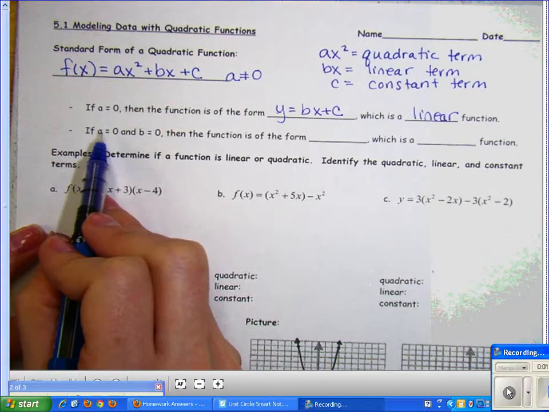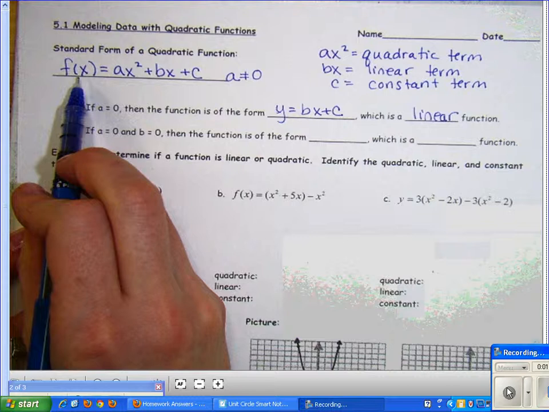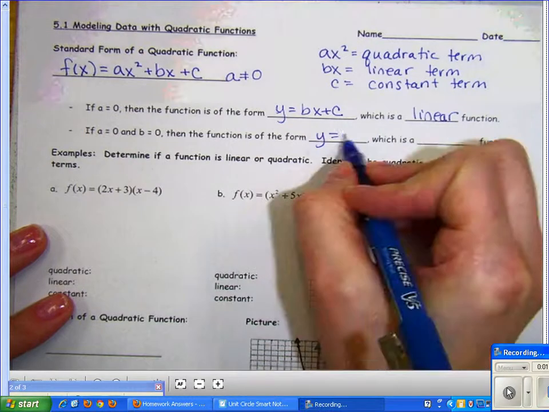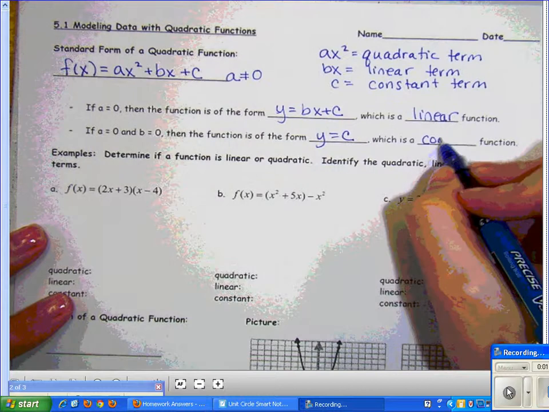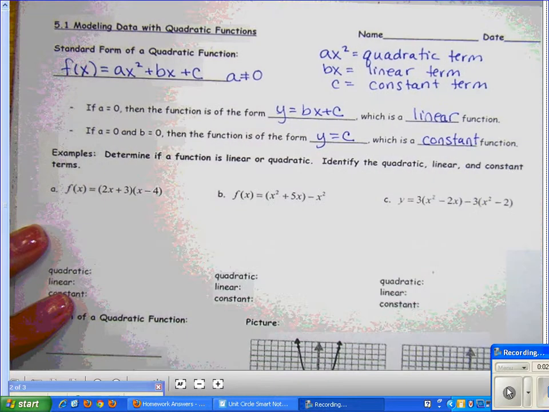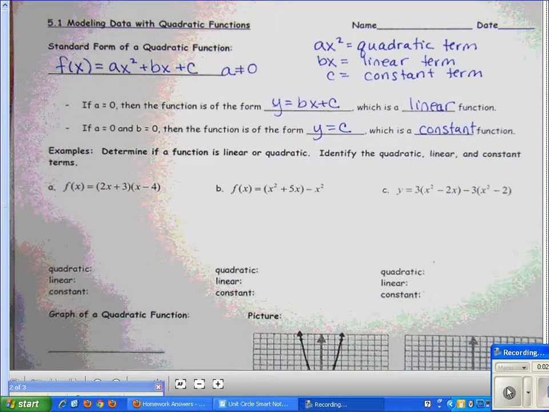And if a was 0 and b was 0, so 0 here and 0 here, you would have f of x is equal to c, or you could write y is equal to c. And when you have y equals some number, this is just a constant function. And remember, when y equals some number, you actually have a horizontal line on your graph.